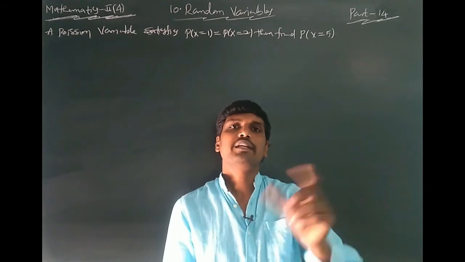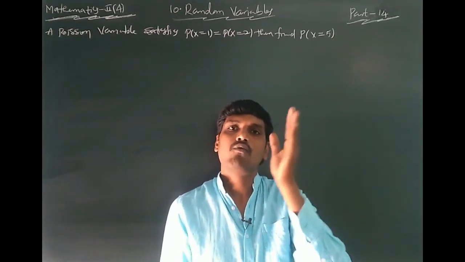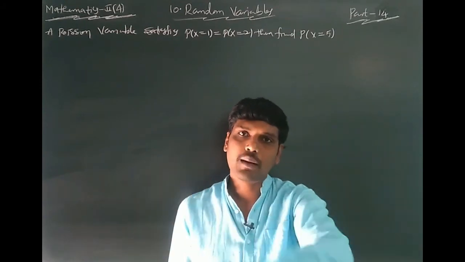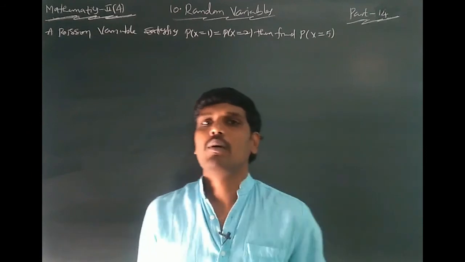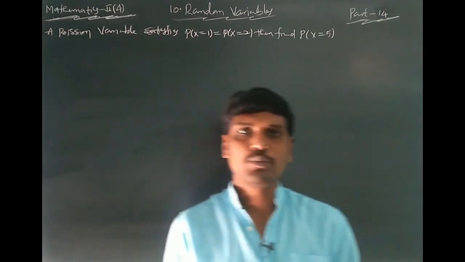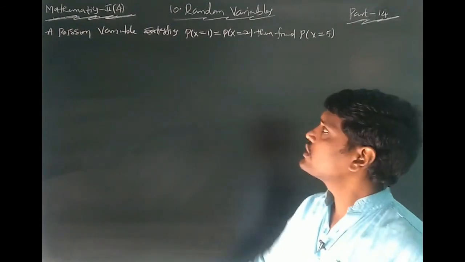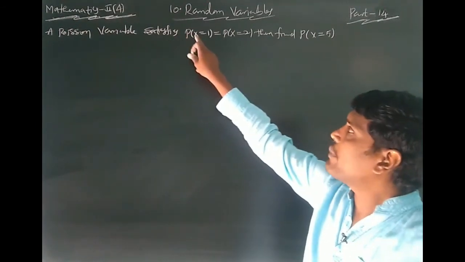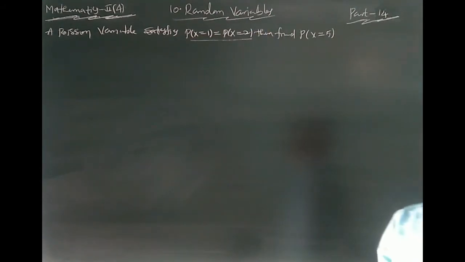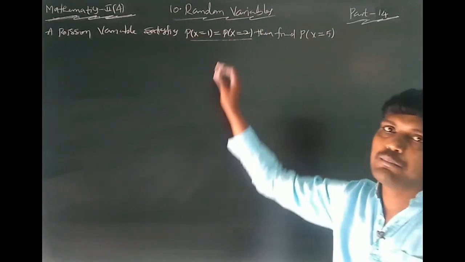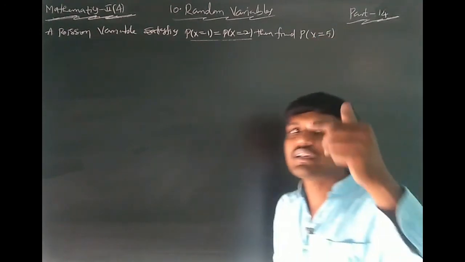Last part completed. Poisson distribution, definition, formula, and model problems are completed. Today we also explain one more problem using the Poisson distribution. What is the problem? A Poisson variable satisfies P of x equal to 1 is equal to P of x equal to 2. This condition is satisfied by the Poisson variable. Then find P of x equal to 5.